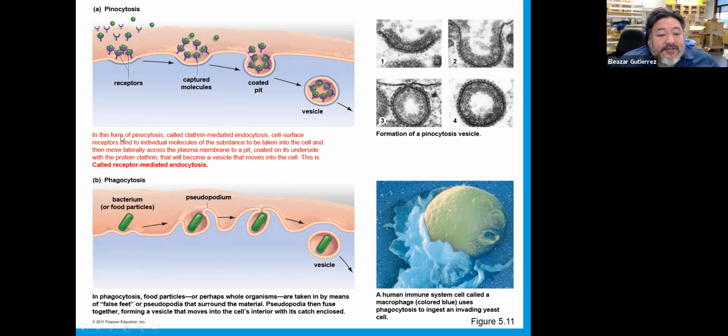Okay. So it says in this form of pinocytosis, cell drinking, called clathrin-mediated or receptor-mediated endocytosis, cell surface receptors bind to individual molecules of the substance to be taken into the cell, and then move laterally across the plasma membrane to a pit coated on its underside with a protein clathrin. That will become a vesicle that moves into the cell. So this is a very specific type of cell drinking or pinocytosis. And again, this is called receptor-mediated endocytosis. And that's when the cell chooses to be very specific about what it's going to take in.